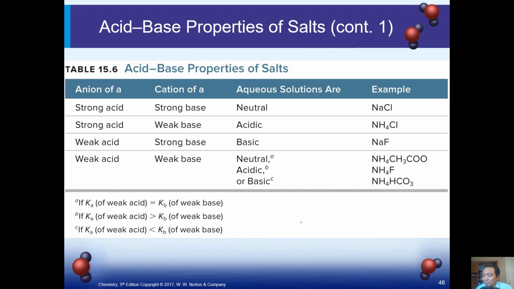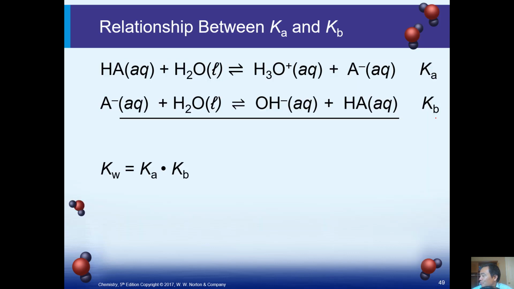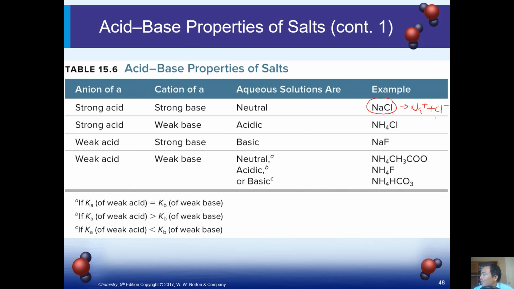Let's look at a few more examples. Remember NaCl, when you dissolve in water, it becomes Na plus, which is neutral. Cl minus, as we analyzed before, is also neutral. So NaCl is neutral. What about NH4 plus and the chloride? Chloride, that's the Cl minus. When you write this, Cl minus is neutral. NH4 plus is acidic.